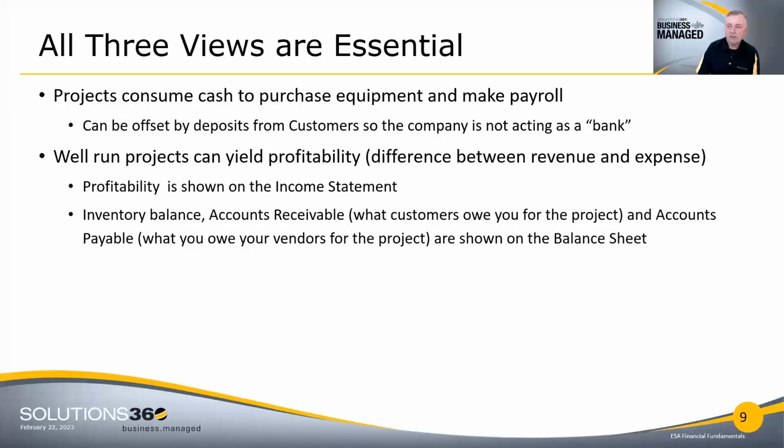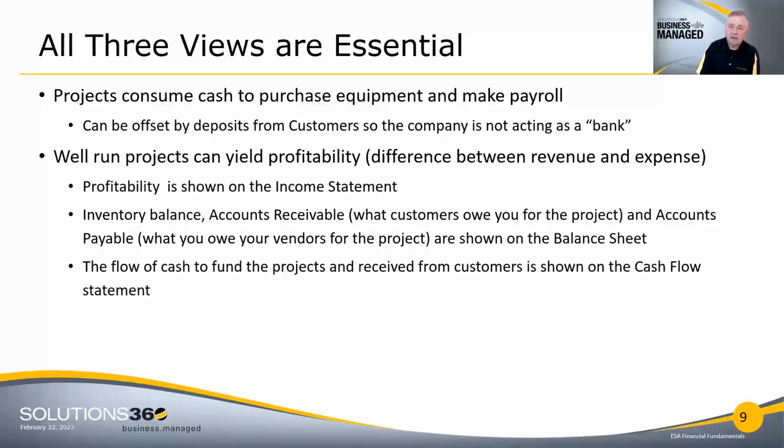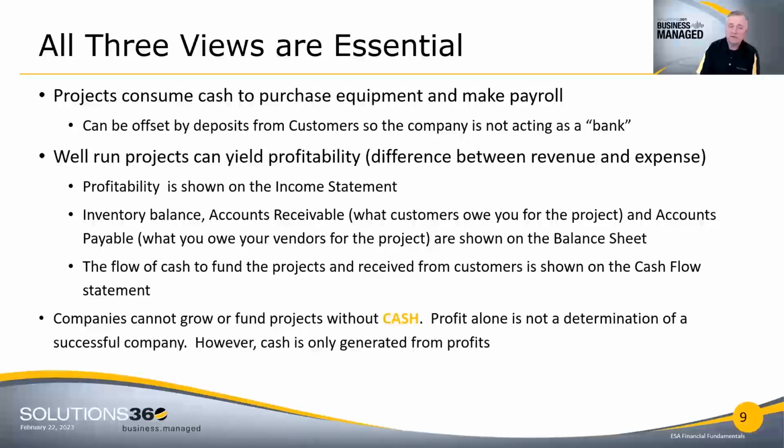The things that drive the profitability, the inventory balance, the accounts receivable, what customers owe you, and accounts payable, what you owe your vendors, are shown on the balance sheet. So I can have a profitable company, have projects that are showing profitability for the company, but I can have a negative cash position based on how my balance sheet is shoring up those projects. The cash flow to fund the projects and receive from customers is shown in your cash flow statement.